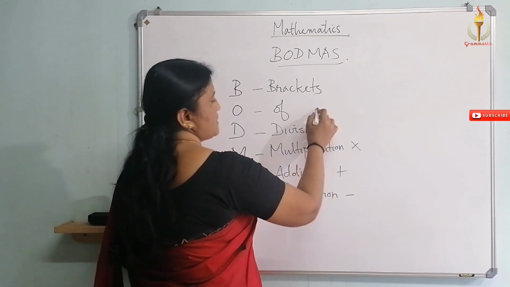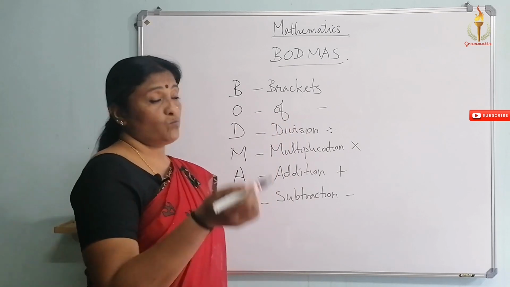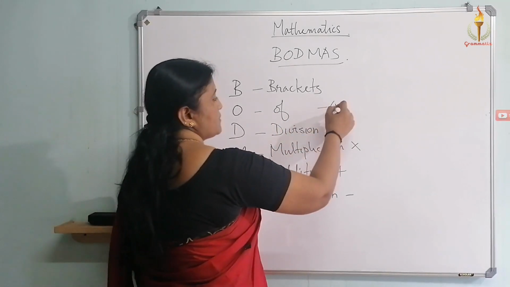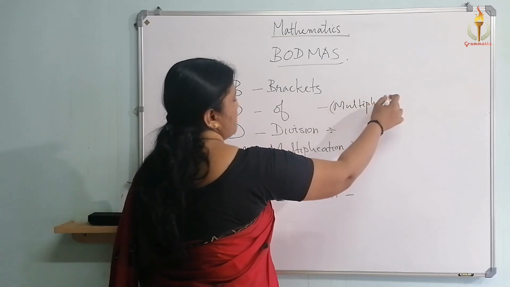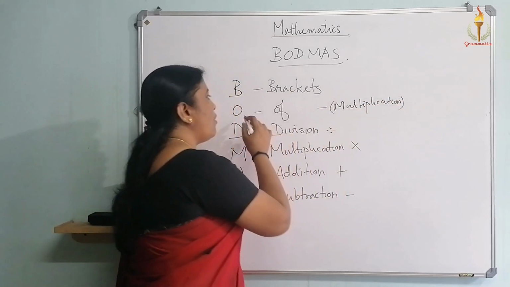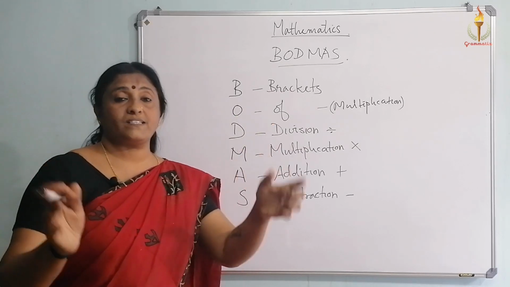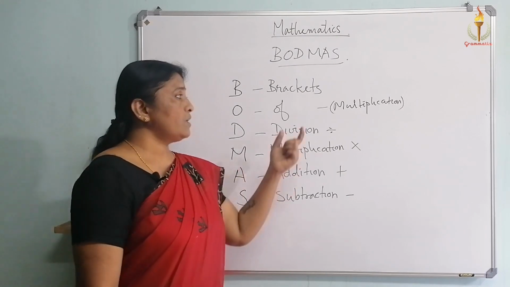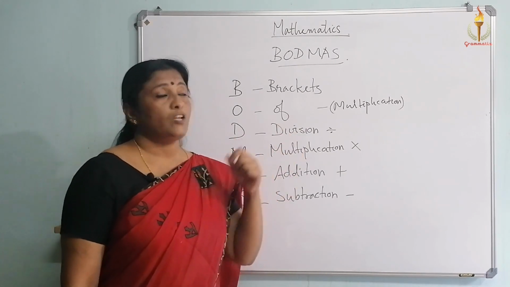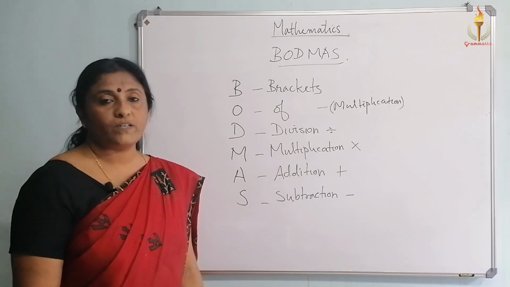Now O stands for of, and what you do there is multiplication. When of comes in a question, it should be done before the division. Okay, that's multiplication only.